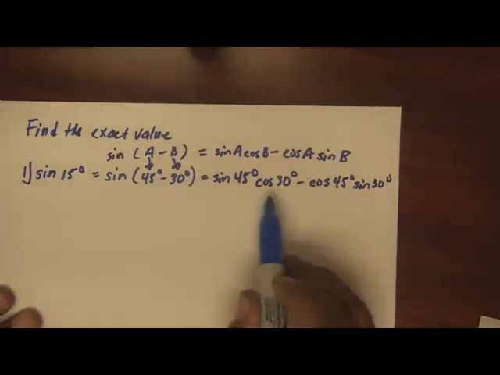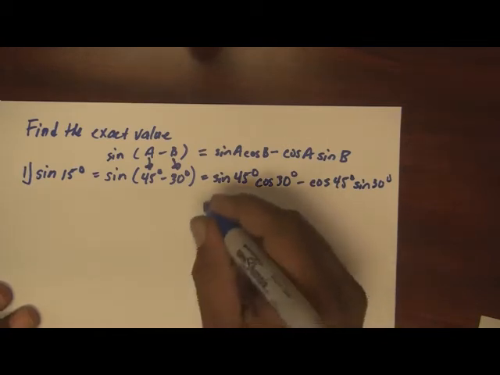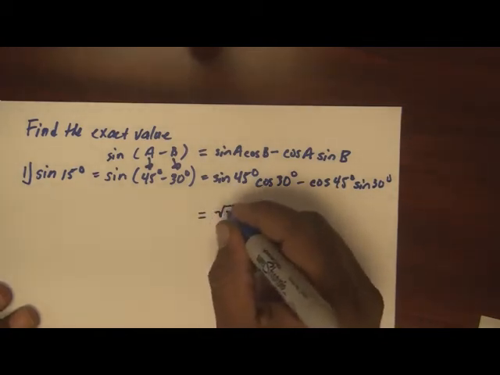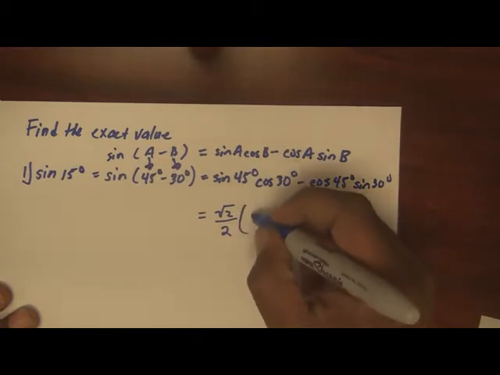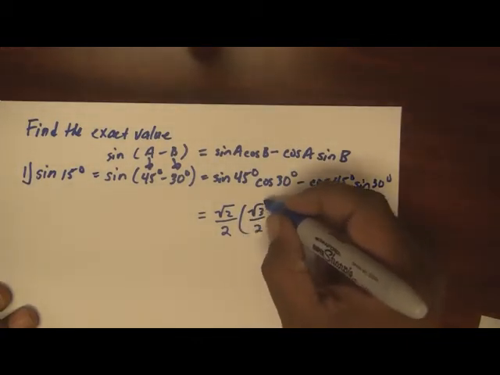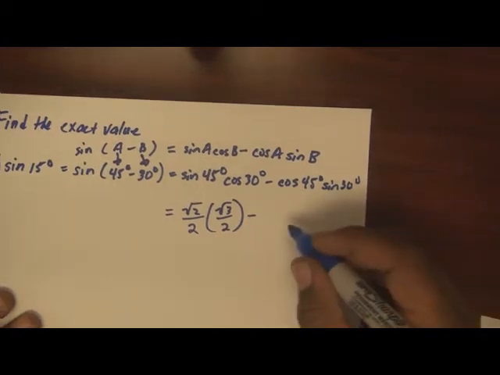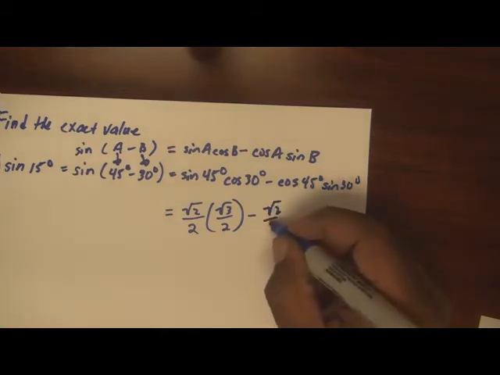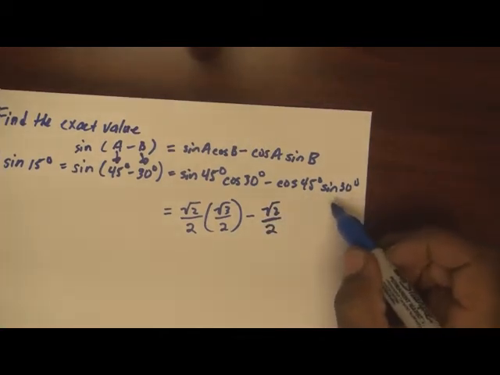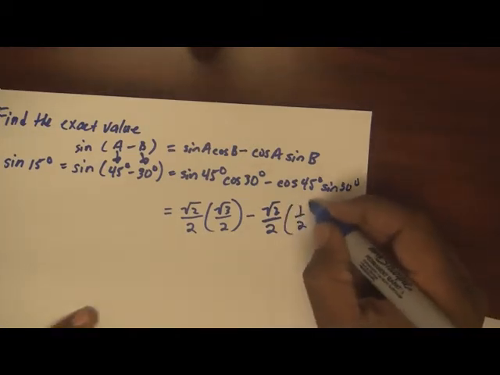If you take a look at your unit circle, you can actually pull out the values. The sine of 45 degrees is the square root of 2 over 2. The cosine of 30 degrees is square root of 3 over 2, minus the cosine of 45 degrees, which is square root of 2 over 2, times the sine of 30 degrees, which is 1/2.